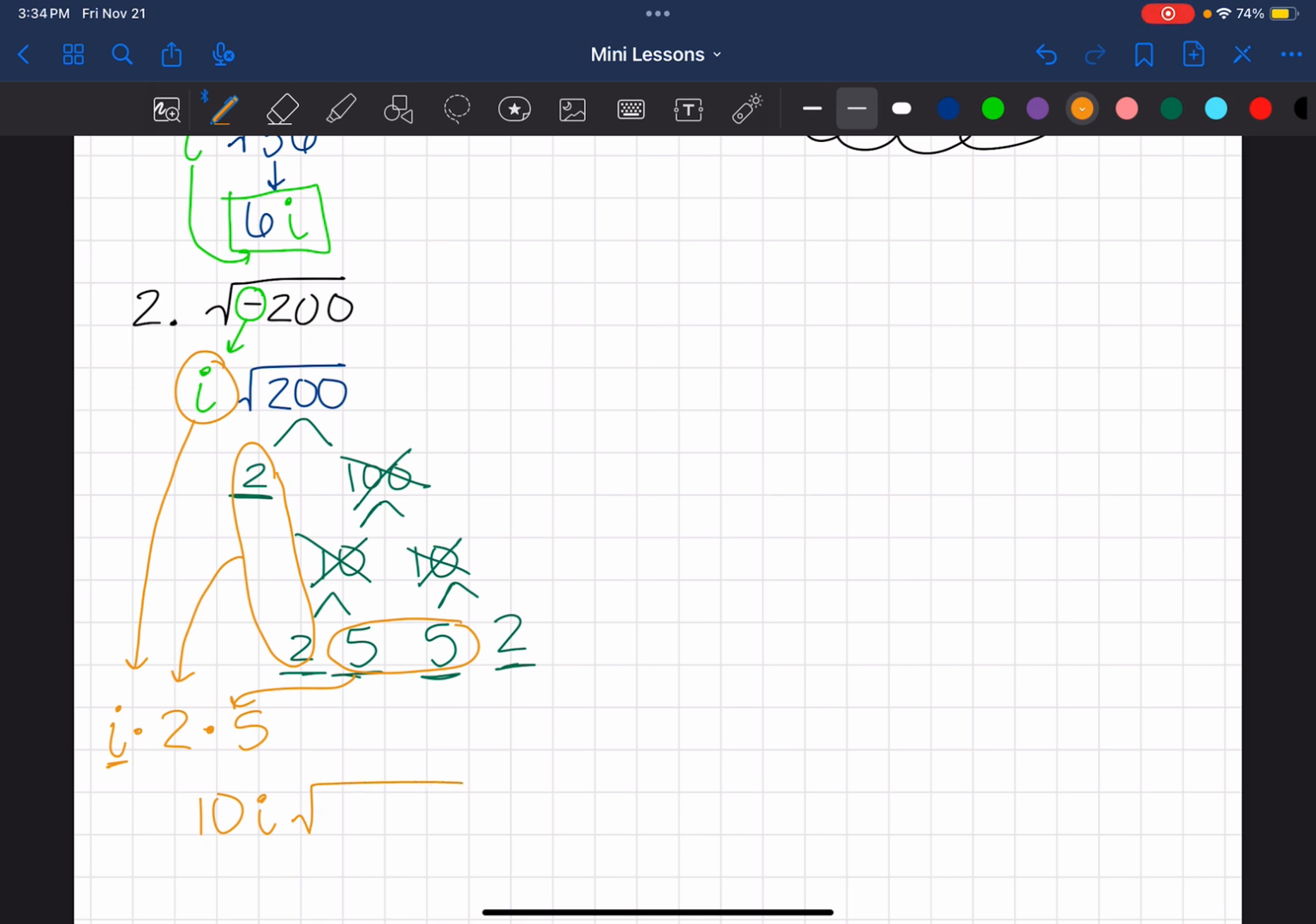What's going to go on the inside is any leftover values. So right now we're looking for things that we did not cross out, so those are gone. We also circled those, we can't use that. So the only thing that's left over is this 2. So I'm going to take this 2 as my leftover, and that's going to go inside the radical. This is my reduced or simplified radical.